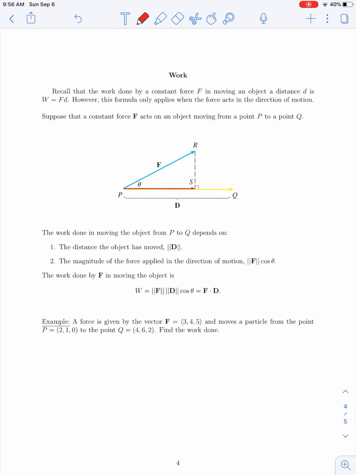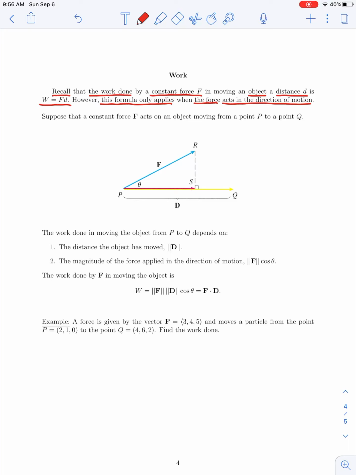So let's start with a little review of some basic physics. Let's recall that the work done by a constant force, let's say capital F, in moving an object a distance of d units is given by the product of force times distance. However, one restriction on this formula is that it only applies when the force is acting in the direction of motion. That is, if we're applying the force in the exact same direction in which our object is moving. But in several examples, that may not always be the case.